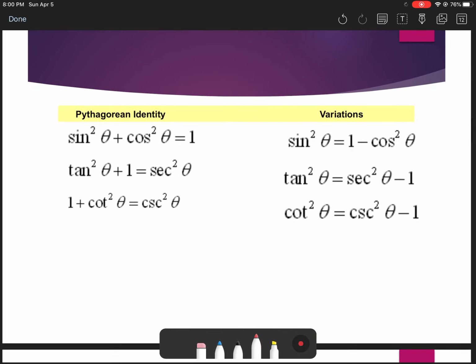Okay, here we have the Pythagorean identities along with some of their variations. Those are going to come in handy as well.